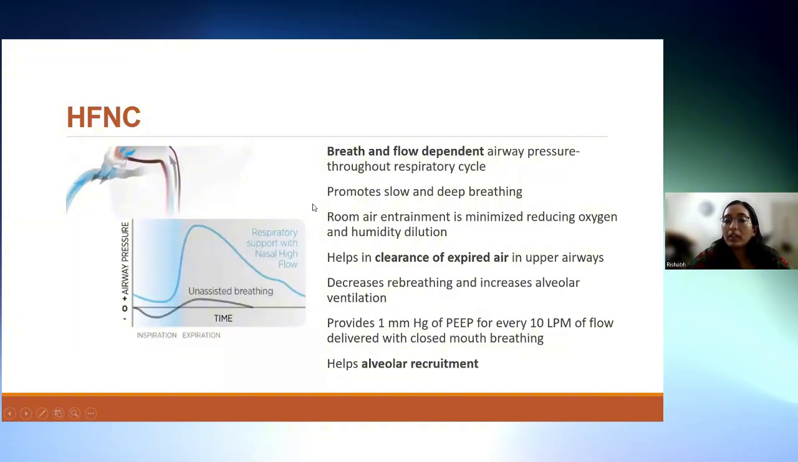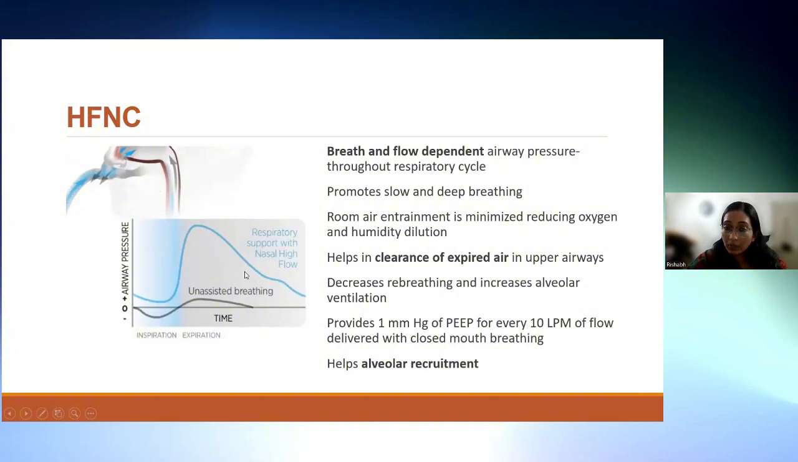In HFNC, there is breath and flow dependent airway pressure throughout the respiratory cycle. It promotes slow breathing as well as rebreathing. The room air entrainment is minimized, reducing oxygen and humidity dilution. It helps in clearance of expired air in the upper airway because a gush of air gets inside with the high flow. So it acts as a reservoir. Whatever carbon dioxide is there is cleared and the whole airway is filled with 100% oxygen.